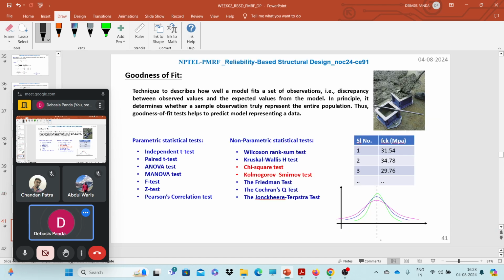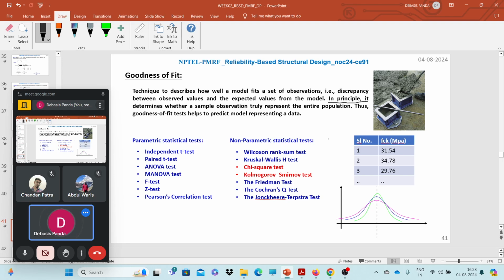Now, actually, in goodness of fit test, or we say hypothesis testing, in principle, if we want to justify whether my samples are the true representative of the entire population or not, how can we find it out?